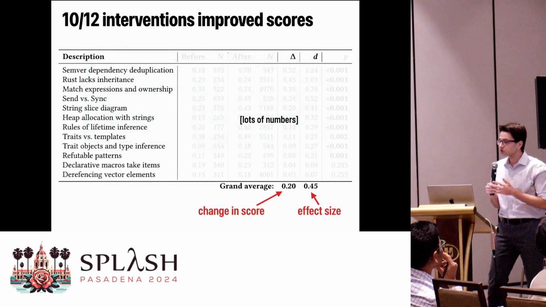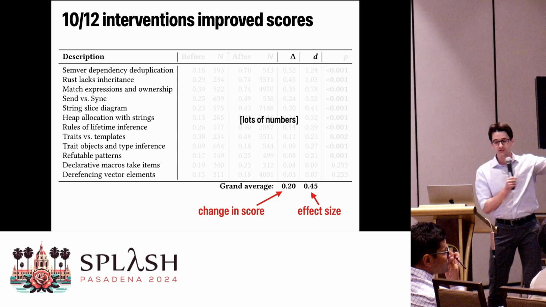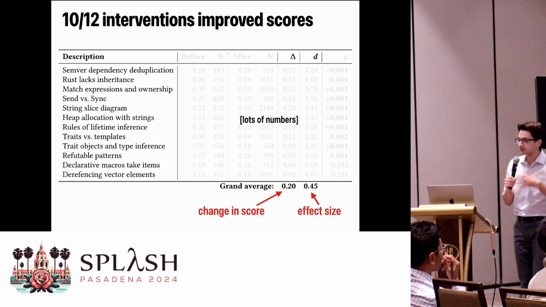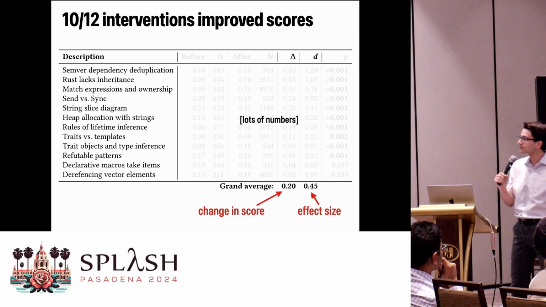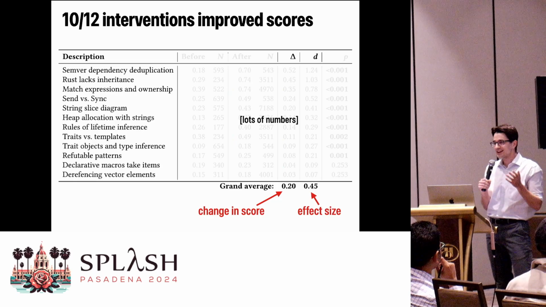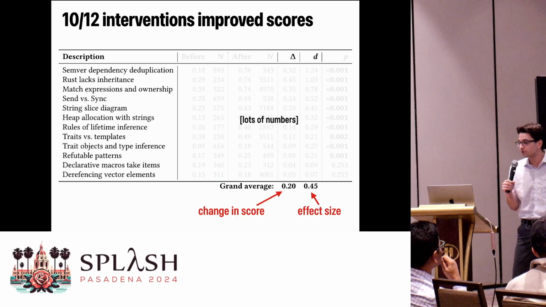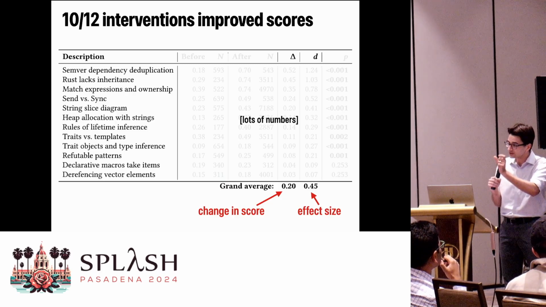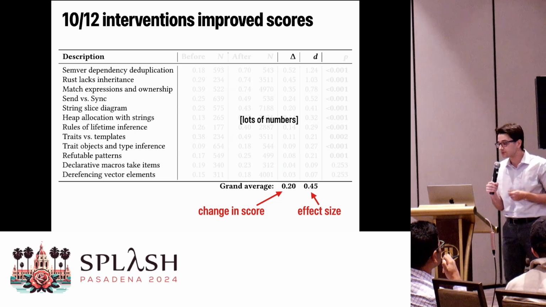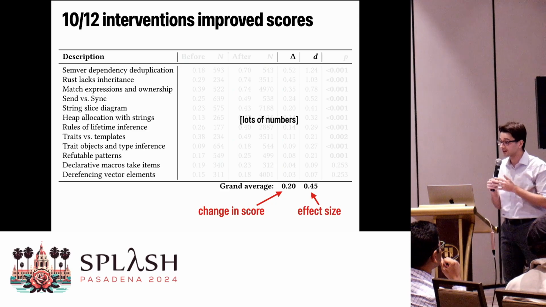We ended up doing 12 interventions across a range of topics shown in the left column of the table. We covered topics from semantic versioning to inheritance to lifetimes to macros, and our interventions mostly worked, 10 out of 12 times. Across all the interventions, we found on average we could improve a given question score with a relatively small change to the textbook by 20 percentage points, with an average effect size of Cohen's d equals 0.45.